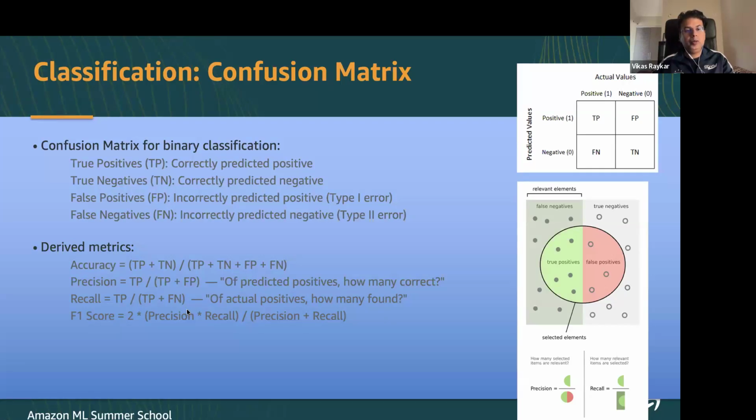your actual positives. There's also one other metric which people use, which is the harmonic mean of precision and recall, which is also called the F1 score, which combines both of these, which is 2 into precision into recall divided by precision plus recall.